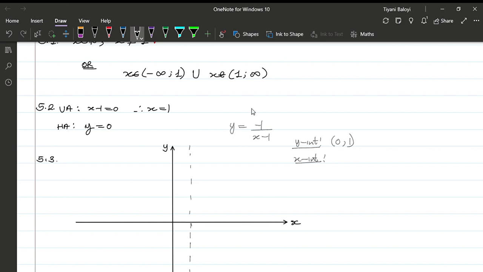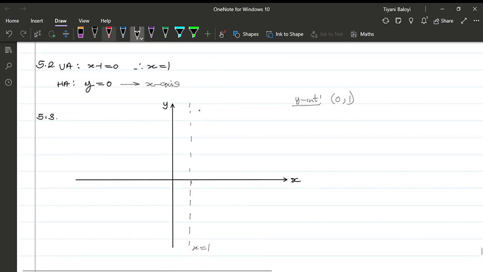So for the x-intercept, if we put y equal to 0, we'll have x minus 1 is equal to minus 1, and so on. Oh, yeah, I don't know why I'm tripping. We don't have an x-intercept. Why? Because there's a horizontal asymptote along the x-axis. The x-axis is your horizontal asymptote, right?